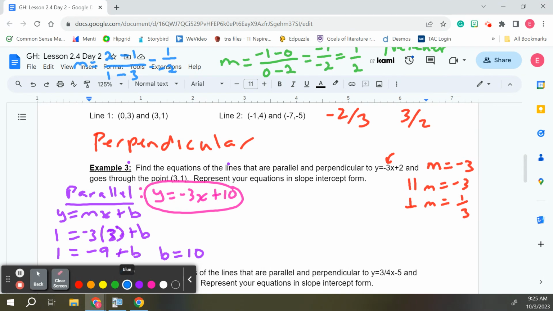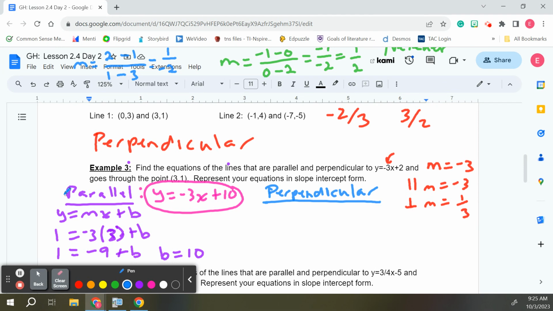Questions on where that came from? Okay, let's talk about this next part. So let's talk about the perpendicular. So that perpendicular line, okay? So again, I am going to use the same information here, but the slope's going to be different because the slope has to be 1/3.